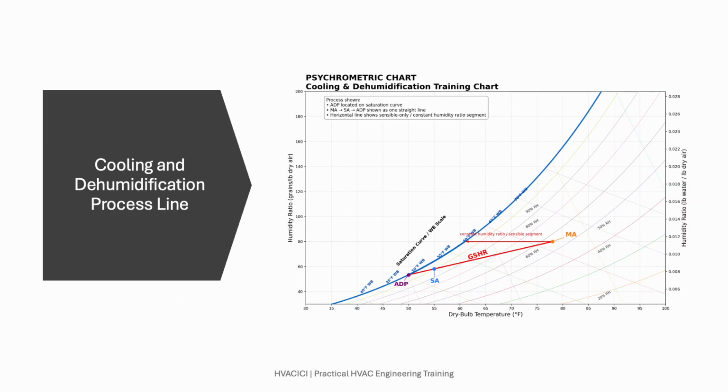On the chart, the coil process line starts at the entering coil air condition and moves down and to the left toward the leaving coil air condition. If we extend this process line to the saturation curve, we can identify the apparatus dew point.